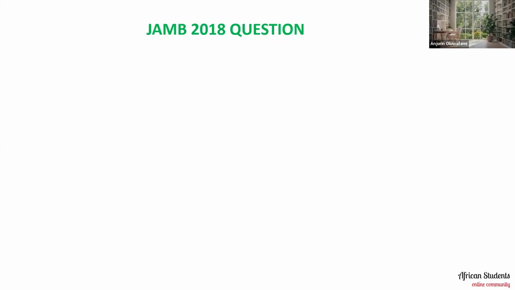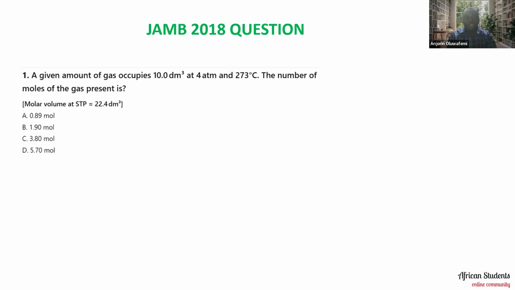So let's look at it now. The first question says that a given amount of gas occupies 10.0 dm³ at 4 atmospheres and 273 degrees Celsius. It says the number of moles of the gas present is now, and the molar volume at STP was given to be 22.4 dm³, and then we have the options there.